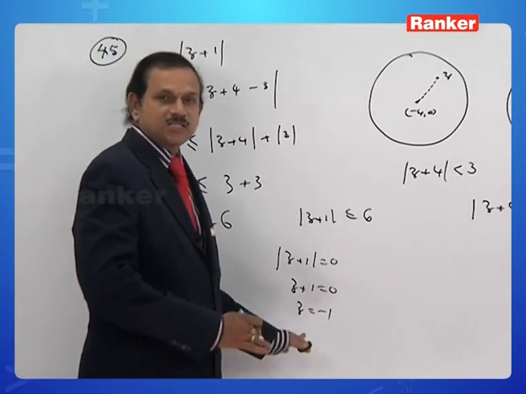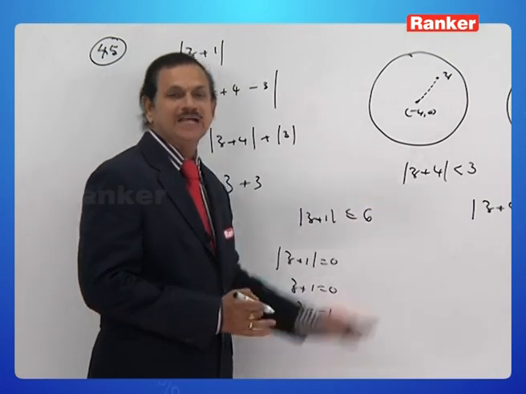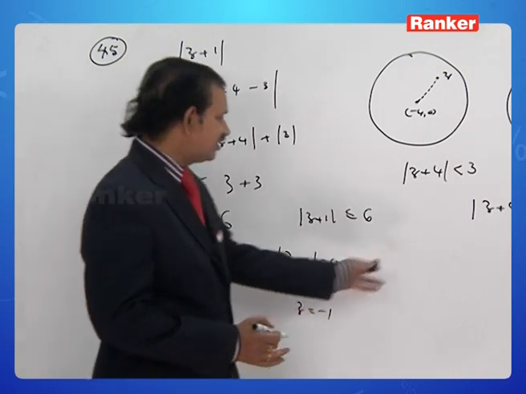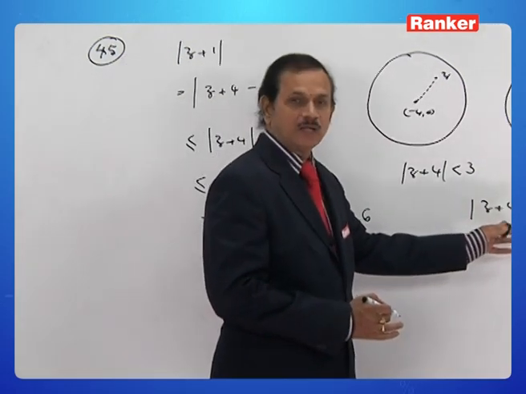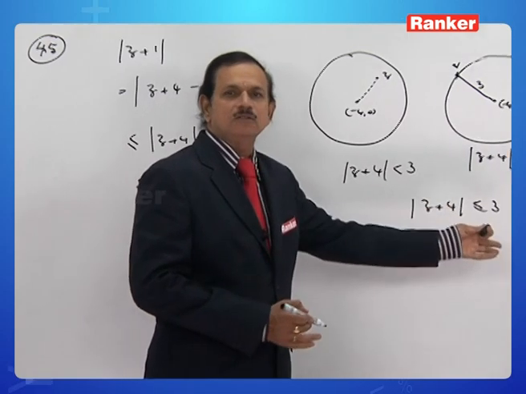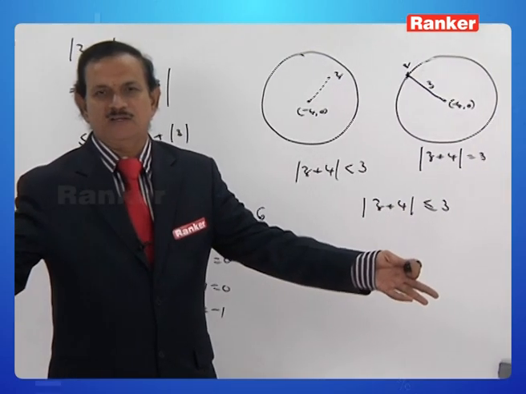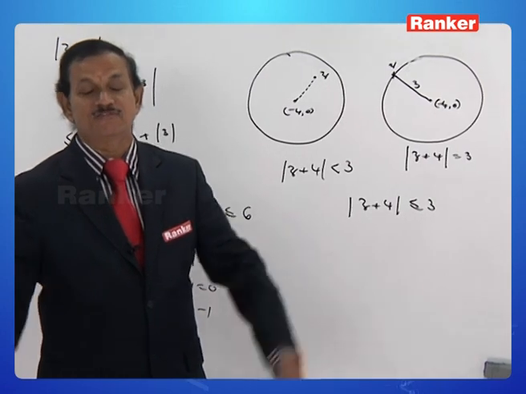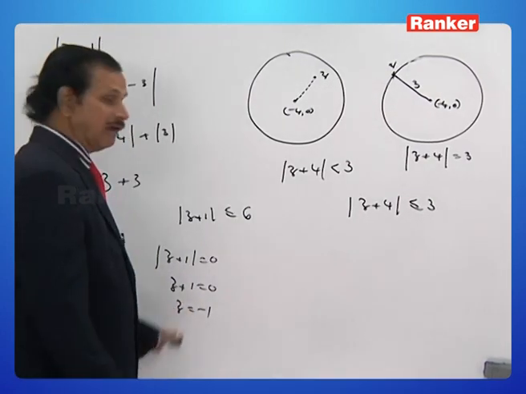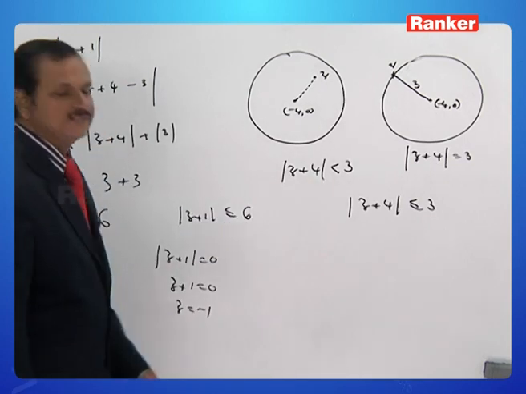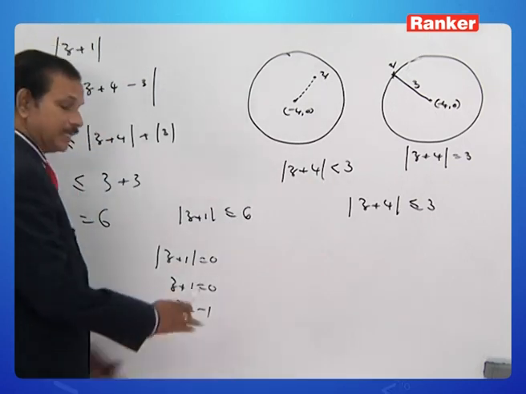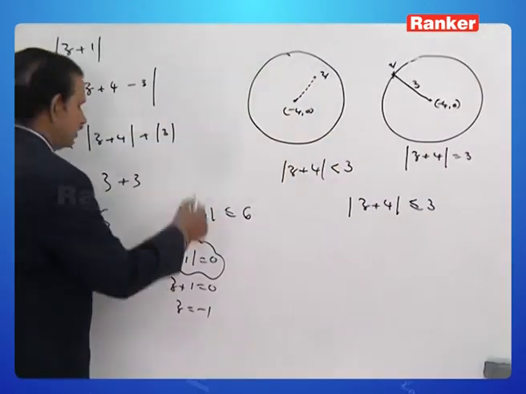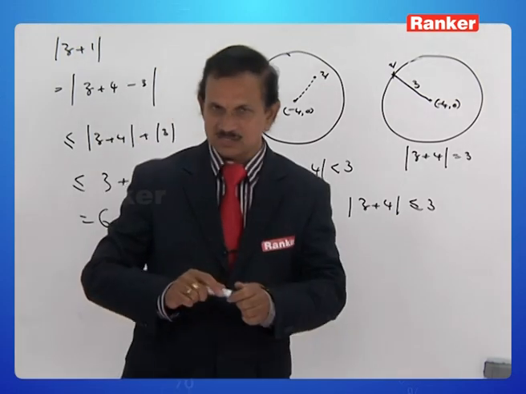Does this information satisfy the data? Let us see. If at all Z is minus 1, then mod Z plus 4 is equal to 3. There is no problem at all. There is every possibility for Z to happen like that. Therefore, Z is equal to minus 1 also satisfies the data. Hence, we can declare that the least value of mod Z plus 1 is 0.